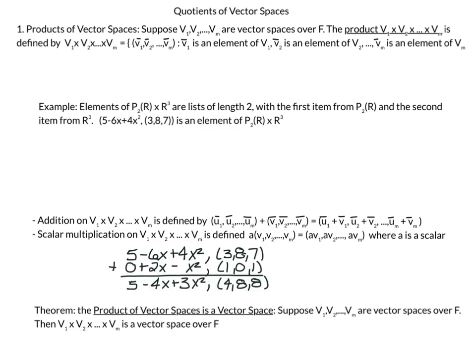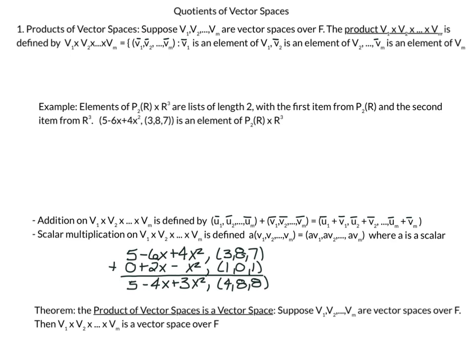So for example, looking again at our P2 cross R3, taking our polynomial 5 minus 6x plus 4x squared, as well as our vector in R3, (3, 8, 7), we can add it to our second P2 cross R3 element, a polynomial 2x minus x squared, and then our R3 vector (1, 0, 1). When we add that, you notice we add our polynomials together and then our R3 vectors together. So in other words, we're adding the same type of vectors to each other. We're not mixing them up and mixing them around. So our addition and scalar multiplication will make sense.